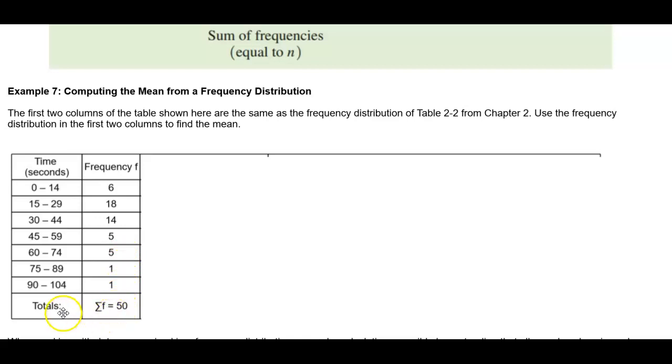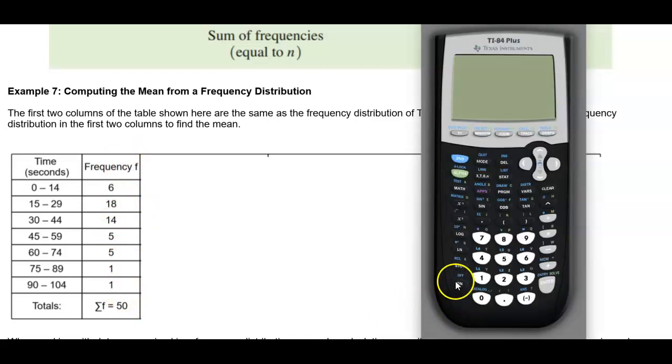Now we also need to find the totals. So the total frequency is adding these all up. Let's just go ahead and do it on our calculator just to verify that we get 50. So we're going to add 6 plus 18 plus 14 plus 5 plus 5 plus 1 plus 1, and that equals 50.